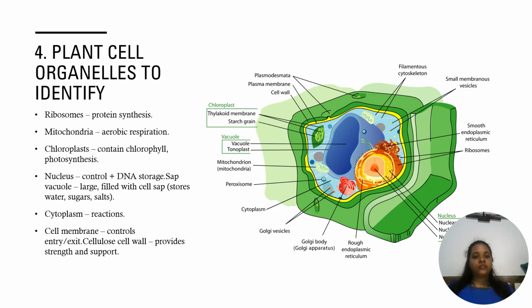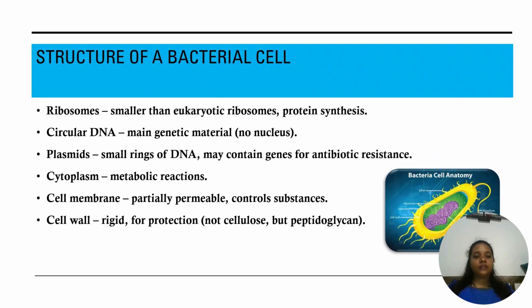Mitochondria means aerobic respiration. Chloroplast and chlorophyll are for photosynthesis. The nucleus is for control plus DNA storage. The sap vacuole is large, filled with cell sap, and stores water, sugar, and salts. Cytoplasm is for the reactions, the cell membrane controls entry or exit, and the cell wall provides strength and support. These are the things we need to encounter.